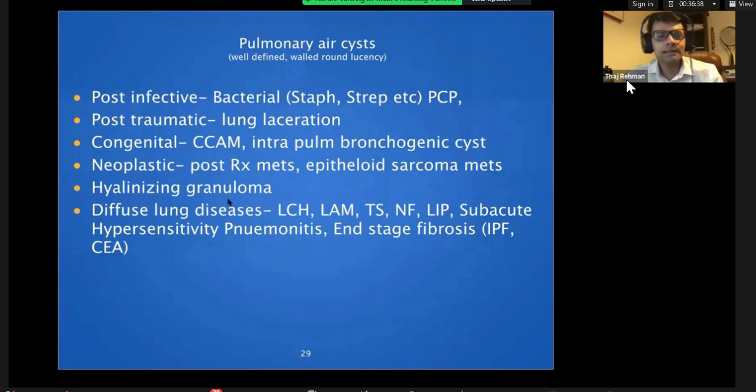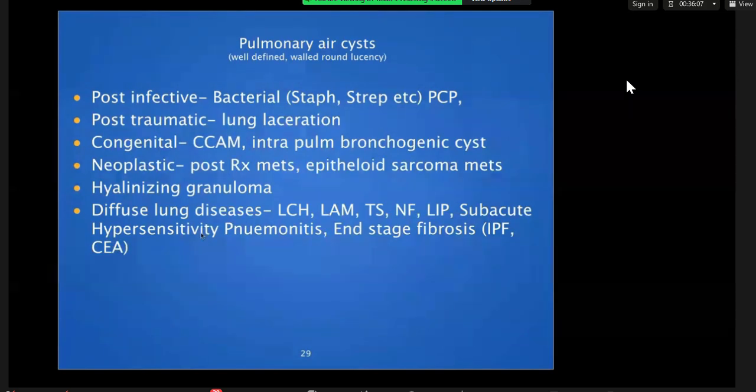And this is the most important differential you keep in mind when you see pulmonary air cysts: LCH, LAM, tuberous sclerosis, neurofibromatosis, LIP, and subacute hypersensitivity pneumonitis sometimes if the nodules cavitate, and end-stage fibrosis, which can be IPF or CEA, in which there will be a typical honeycomb appearance. So are you able to get your way around nodules and lung cysts to some extent? Yeah, good. Thanks.